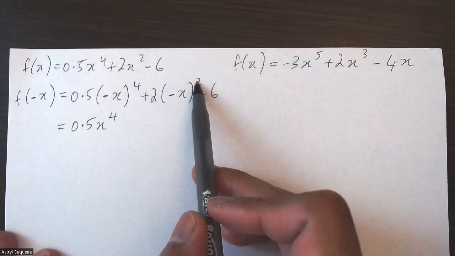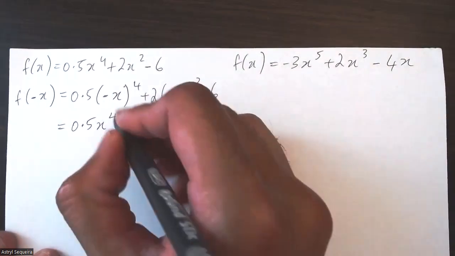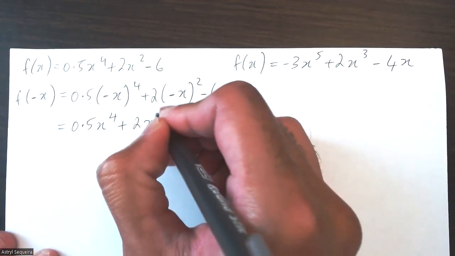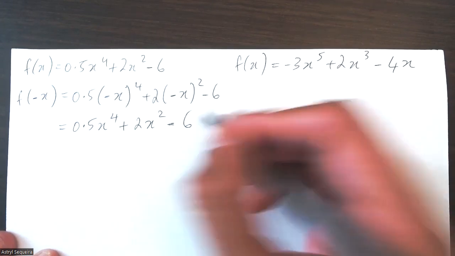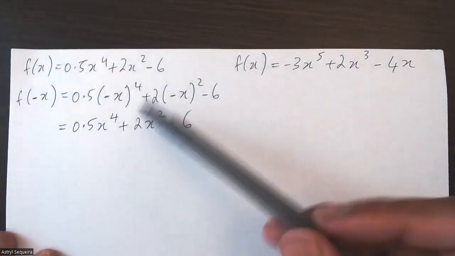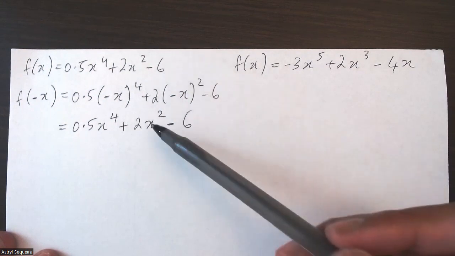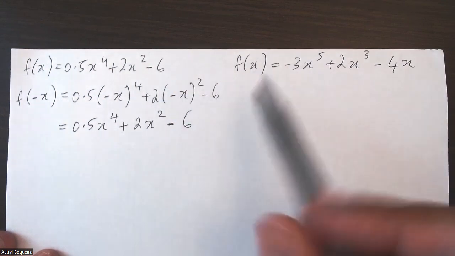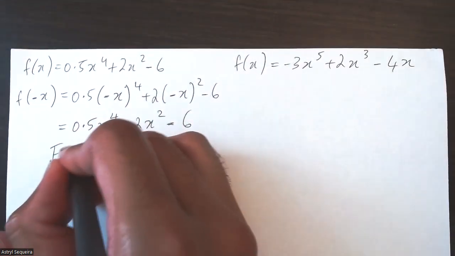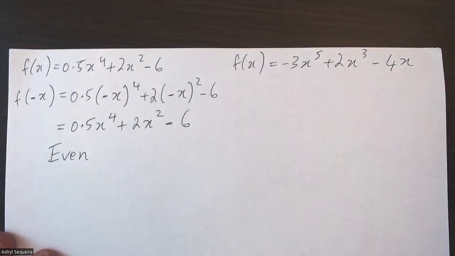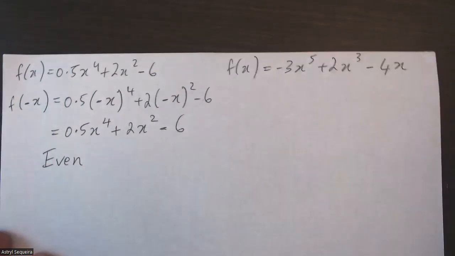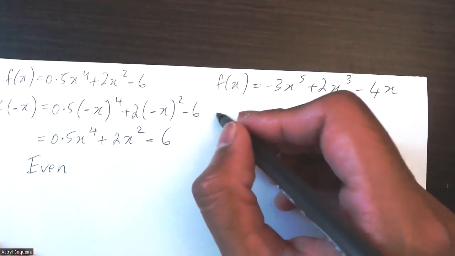Negative to the power of 2 is positive. So this one also, the negative just disappears. The sign stays the same. And then negative 6 is negative 6. If I compare this to the original, you'll notice they are exactly the same, which means that this is an even function. I don't even have to go to my test for odd. And let's do this last example over here.